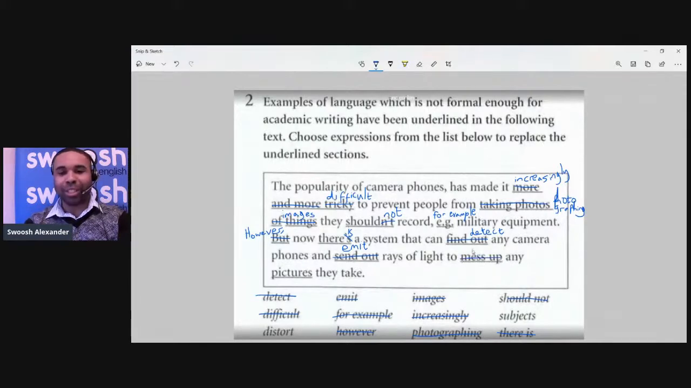Very informal, mess up, another phrasal verb. So distort would be the one to use here. And finally, any pictures they take. A little bit too general, a bit too vague. So the word here, the only option we've got left will be subjects, any subjects they take.